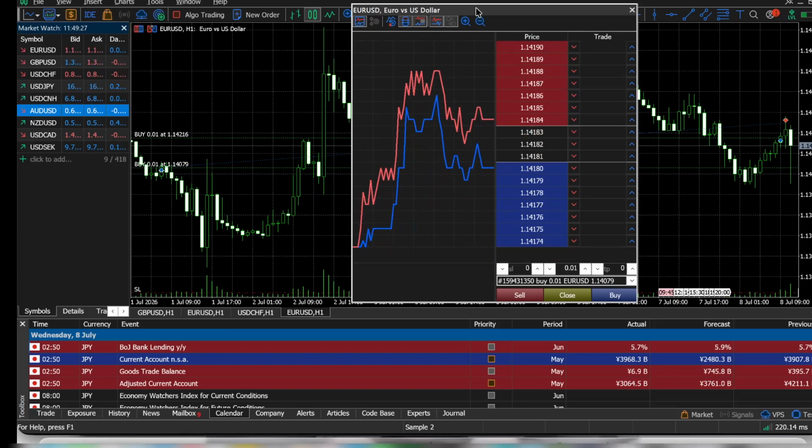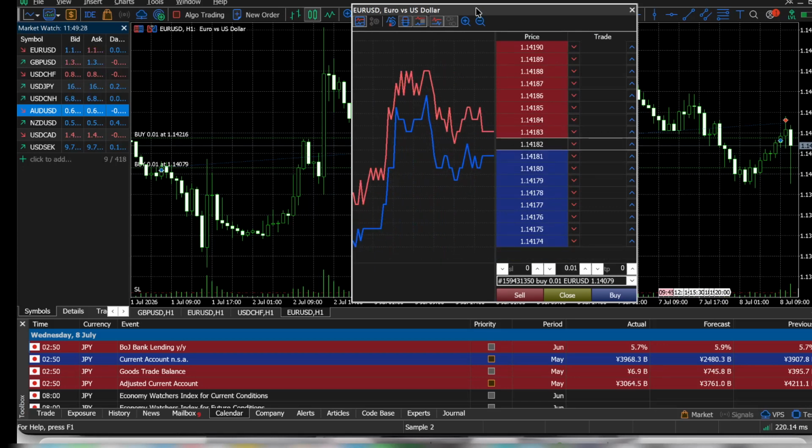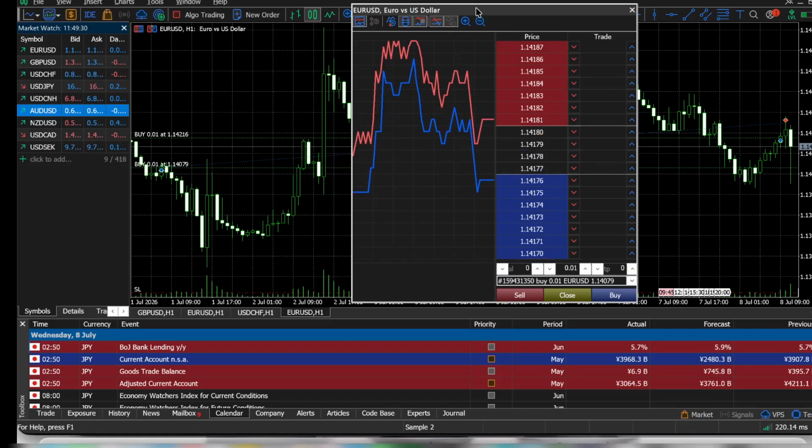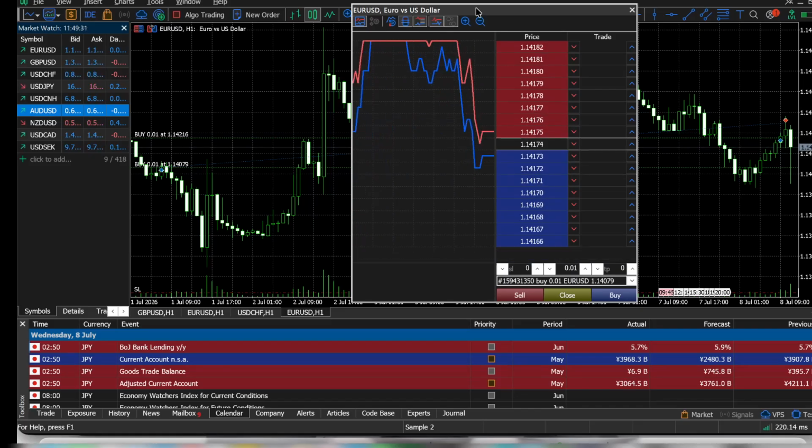Remember, while depth of market is a powerful feature, it's crucial to use it in conjunction with other tools and indicators, as it's just one piece of the complex puzzle that is trading. It's essential to combine it with technical analysis and other strategic considerations to make informed decisions.